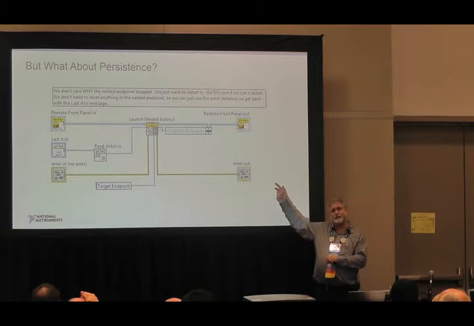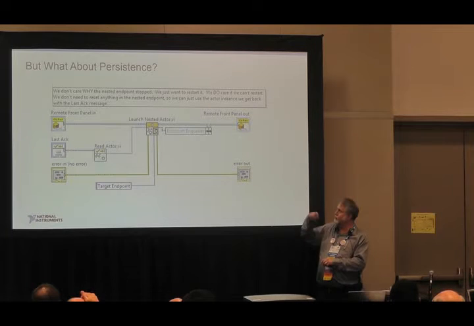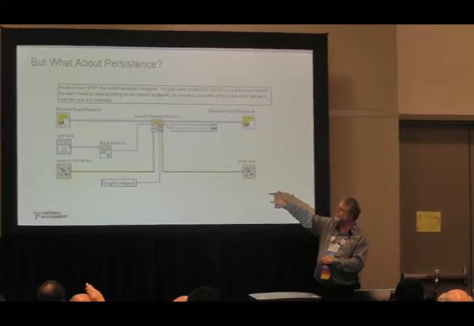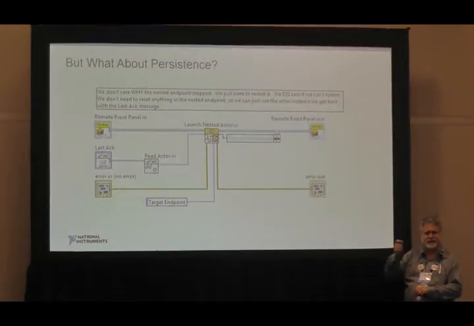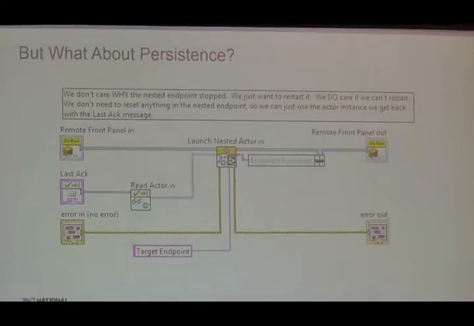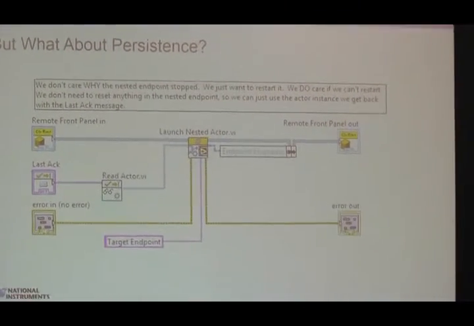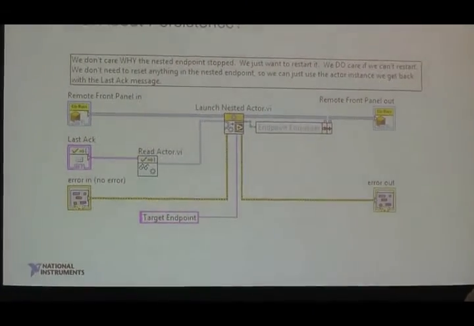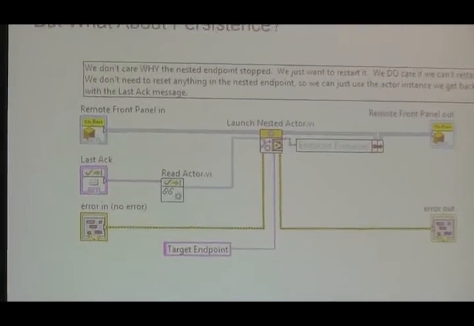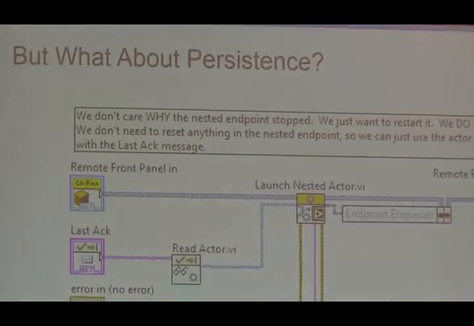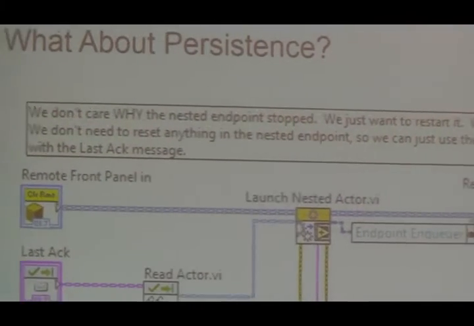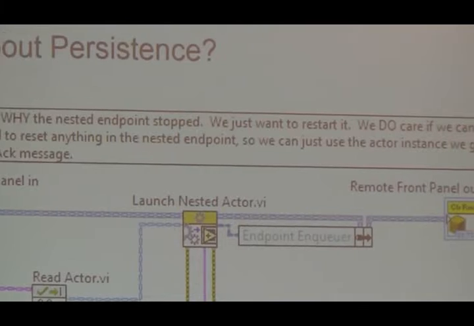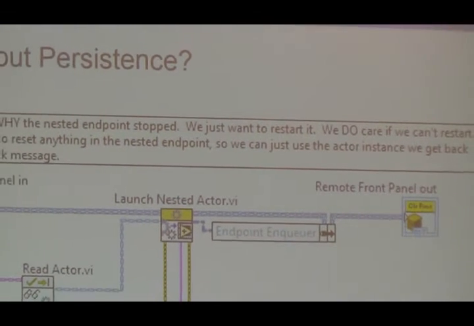This is an override of handle last ack. Get your last ack, read actor to get that actor cube, and you pass it right back to launch nested actor. So just like that, the nested endpoint shuts down, the caller goes, oh, my nested endpoint shut down, I'll just start it. It's that simple, and the hooks to do it are already in the framework. So please, please, please read up on last ack. It's truly awesome.